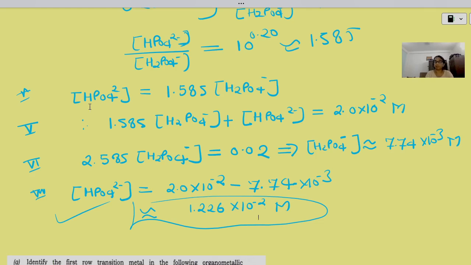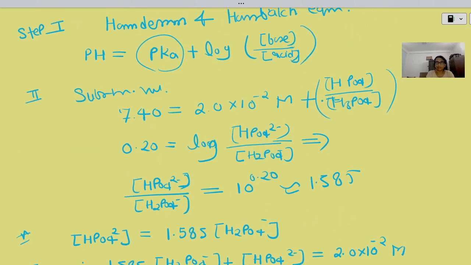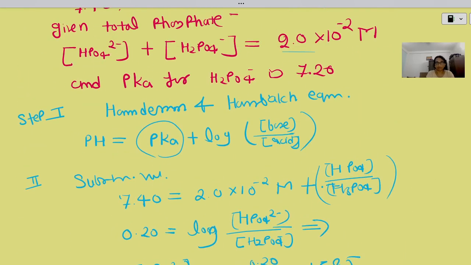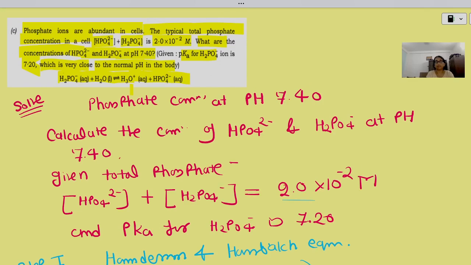You can calculate the pH value with the help of the Henderson-Hasselbalch equation. The step by step solution is done.